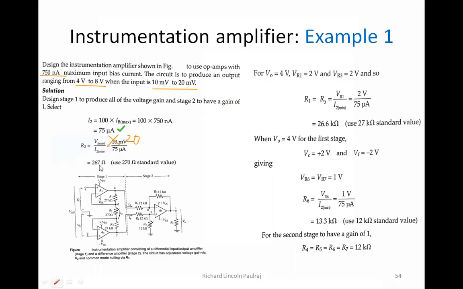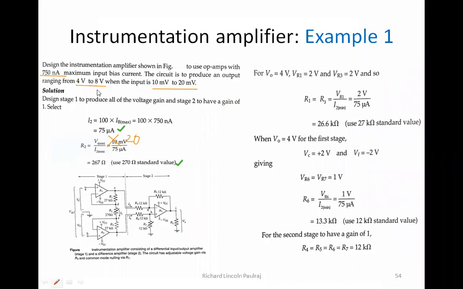I do not have a standard value of 267, so I'll increase 3 ohms, and I'm going to take a 270 ohm resistor. Okay, so we're fine with this now. 270, right? Now let us go to the output voltage.